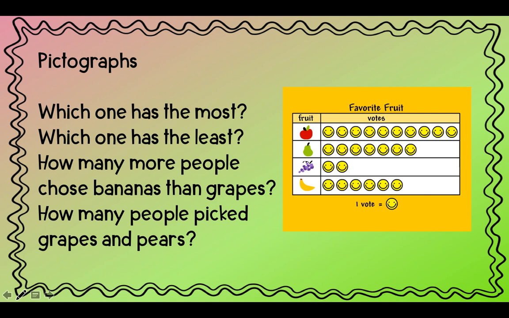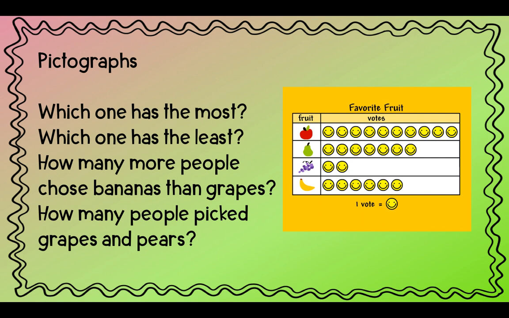So the first question says, which one has the most? What you're going to do is take a look at your pictograph and find the fruit that has the most smiley faces beside it. Which one has the most? I think it's the apples. I see 1, 2, 3, 4, 5, 6, 7, 8, 9, 10 kids picked apples, and that's more than any other one. I know that's true because there are more smiley faces in that box.